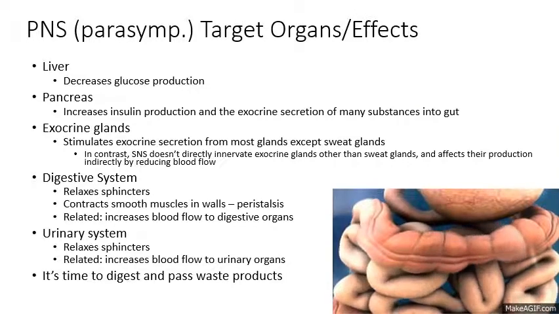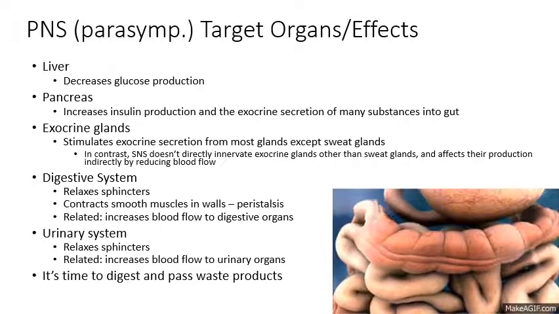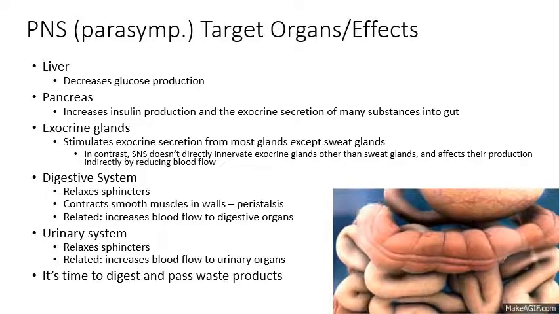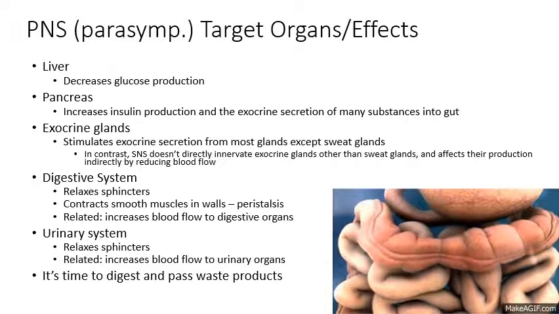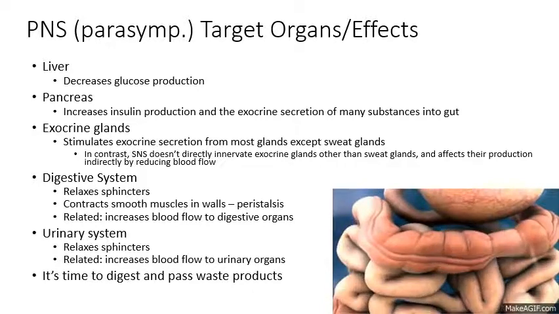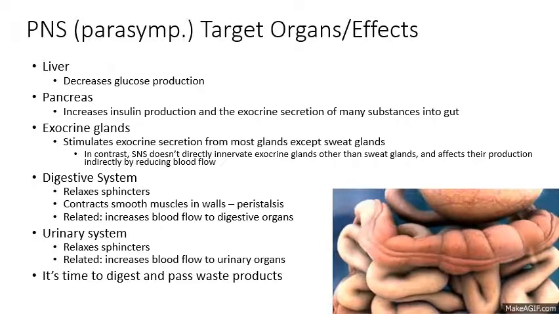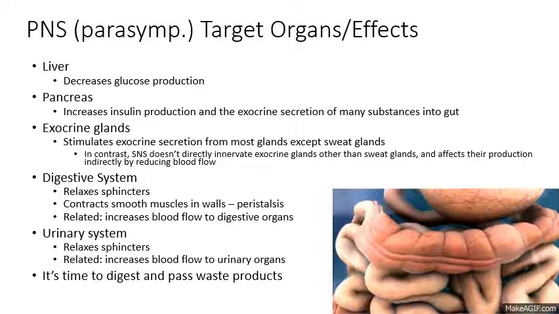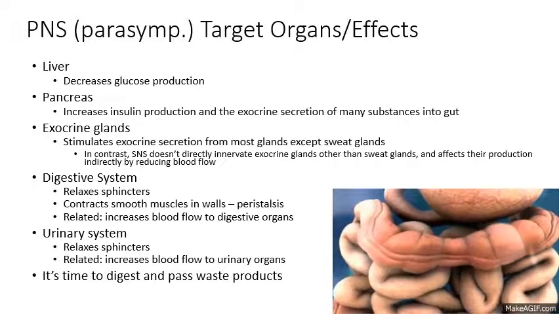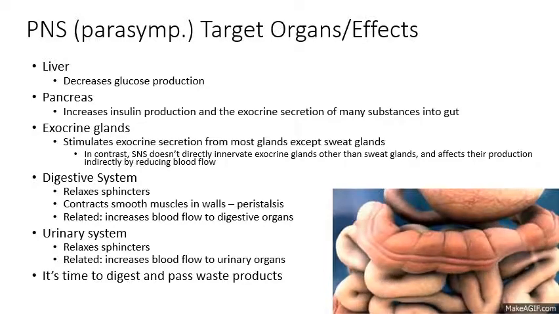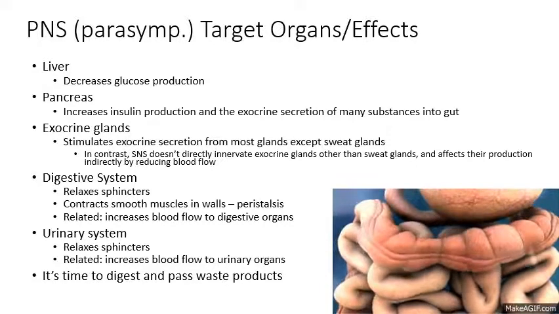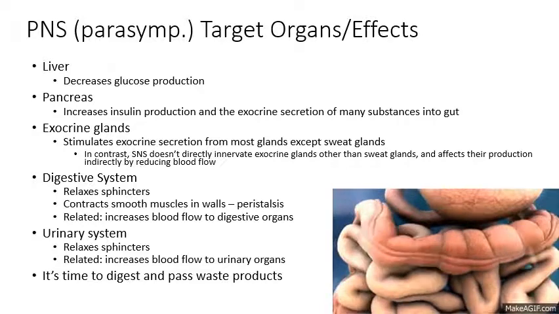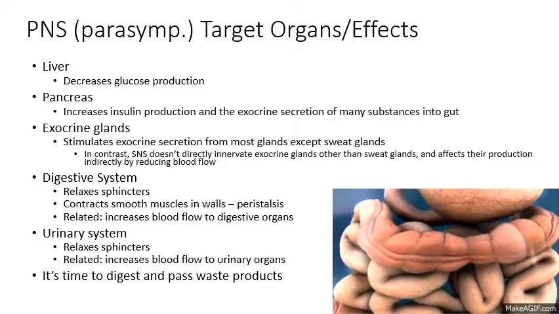The parasympathetic nervous system also has effects on other organs in the body, such as the liver, where it decreases glucose production. Also the pancreas, where it increases insulin production. So for the sympathetic nervous system, it affects the pancreas by increasing glucagon production. Glucagon is the hormone that increases blood sugar. Insulin is kind of like the opposite hormone. It's the hormone that's going to decrease blood sugar by causing cells to take up glucose from the blood.